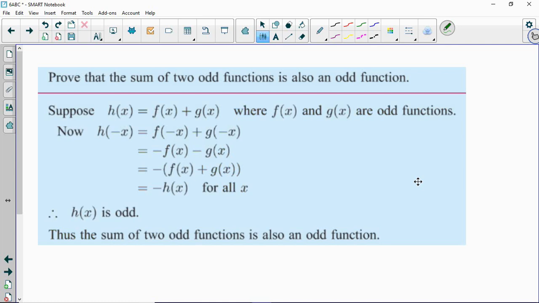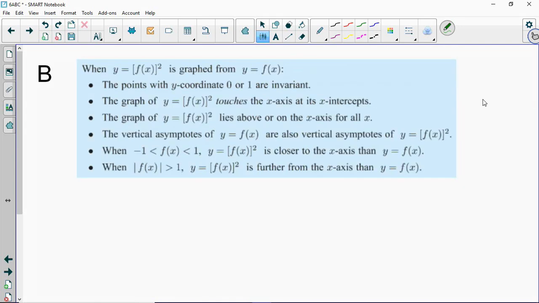Sometimes you'll have problems where it's like, prove that it's always this, prove that it can't be that. Lots of possibilities here. Okay, section B.